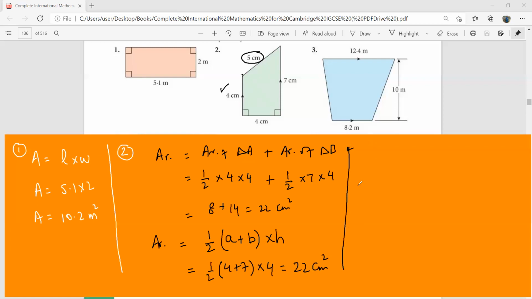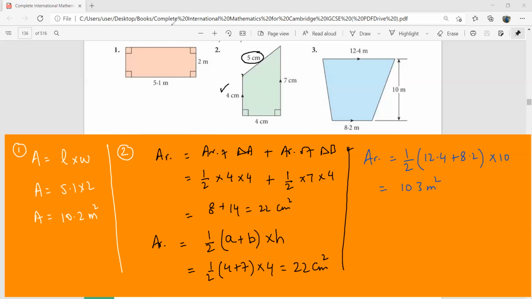If you look at the third diagram, the third quadrilateral, you will be able to identify it as another trapezium. This arrow sign tells us that 12.4 and 8.2 are the two parallel sides, and this is the height between them. Height is the distance between the two parallel sides. So the area is again half into the sum of the parallel sides: one is 12.4, the other is 8.2, times the height, which is 10. So this is 20.6 times 5. Is that 103? Can someone please check? Yes, this is 103, because 20.6 times 5 is 103 meters square.